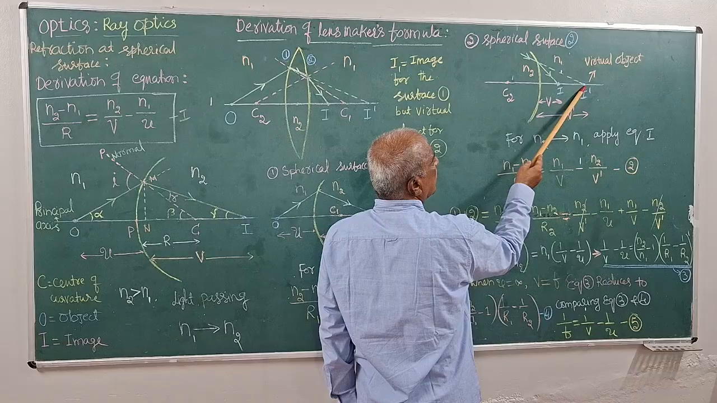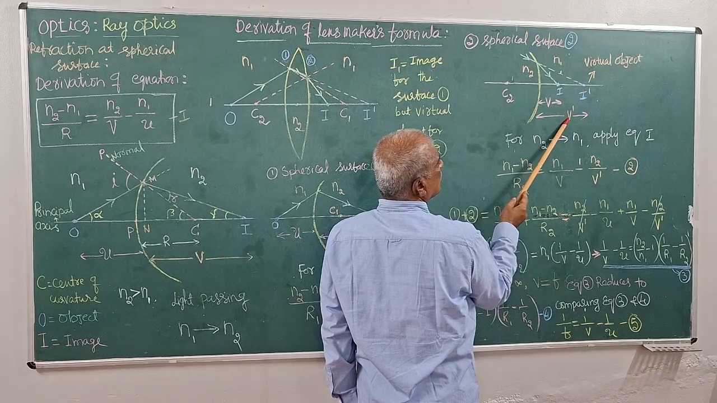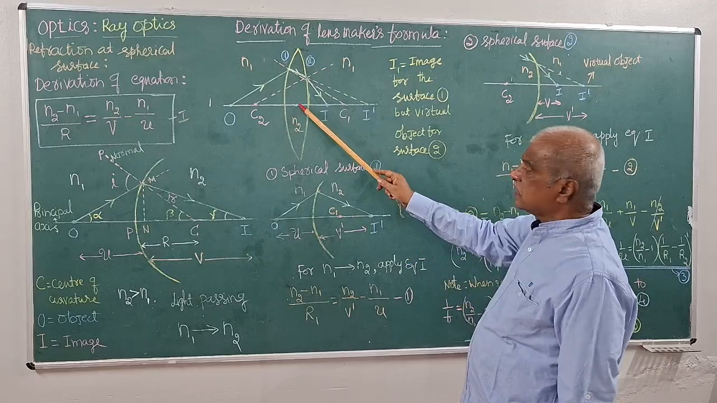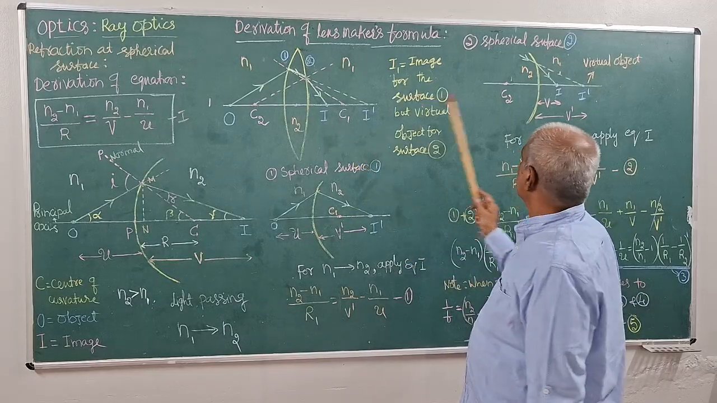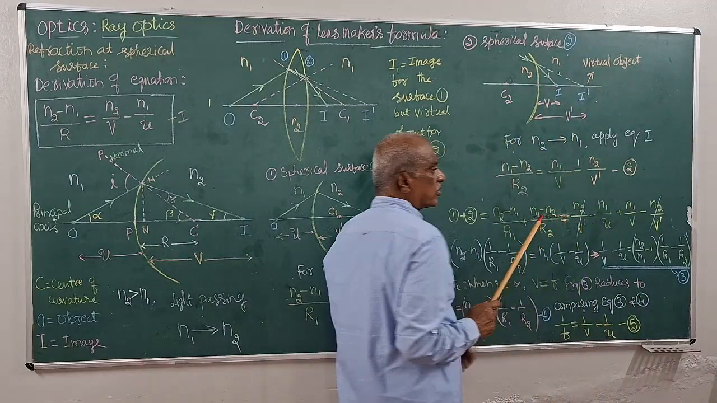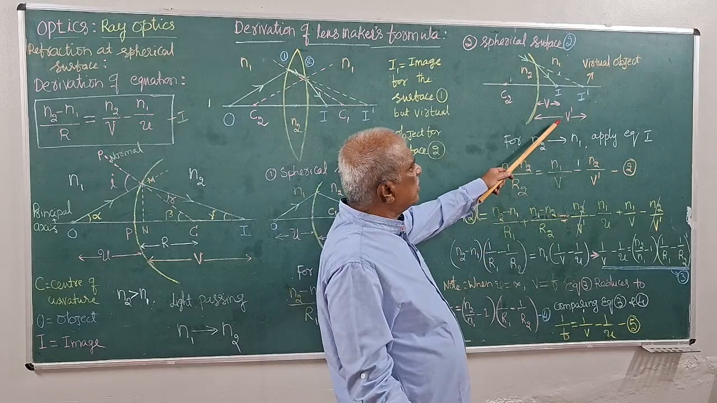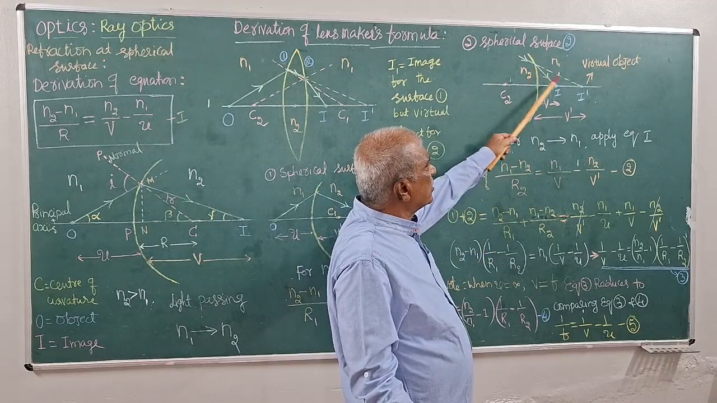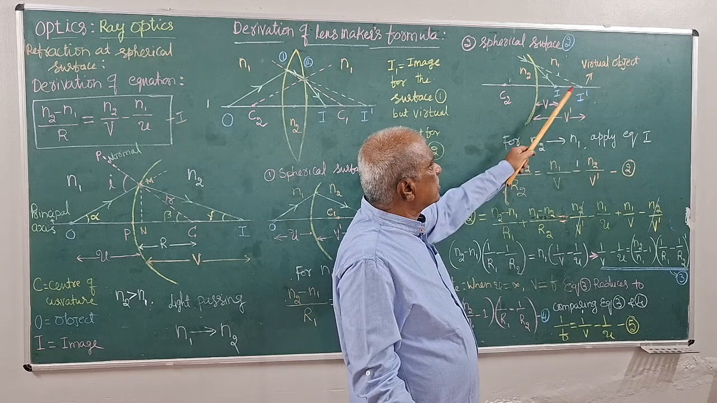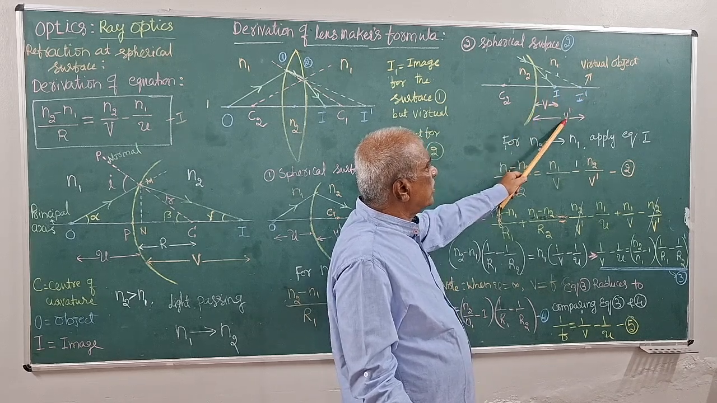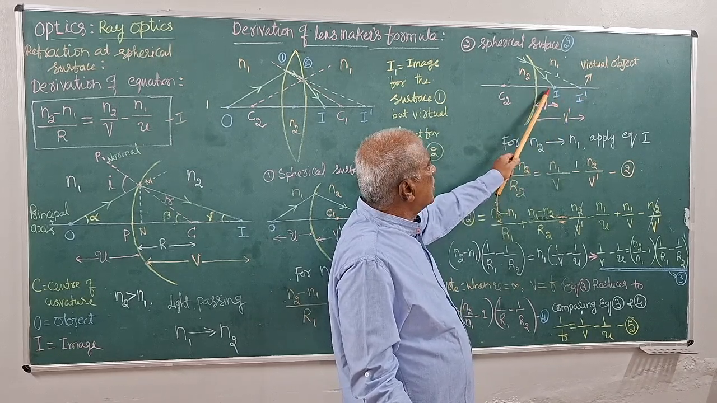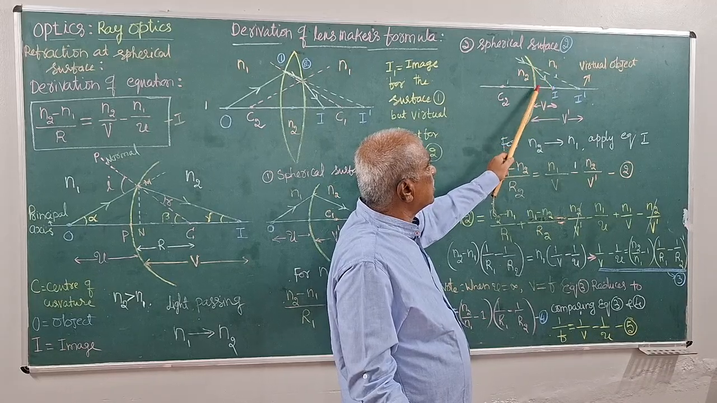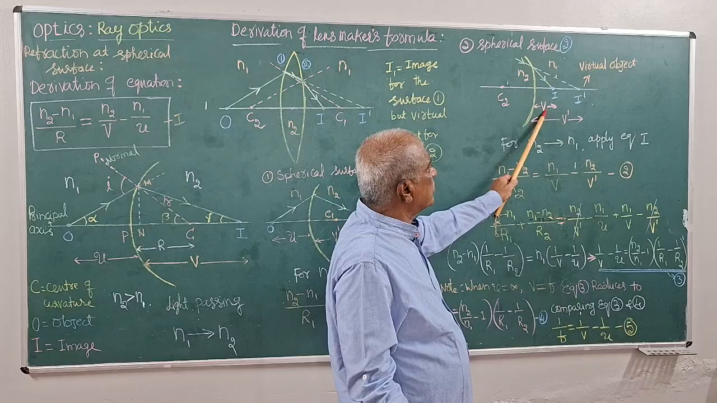The distance of the object I can call V1, because thin lenses are taken, so the distances remain almost the same. So this is the object distance for this refraction. The object is here, this is V dash, and V is the image distance for this refraction. Image is here, at this point, center point V.